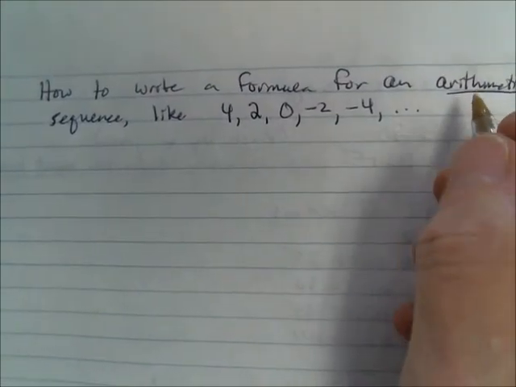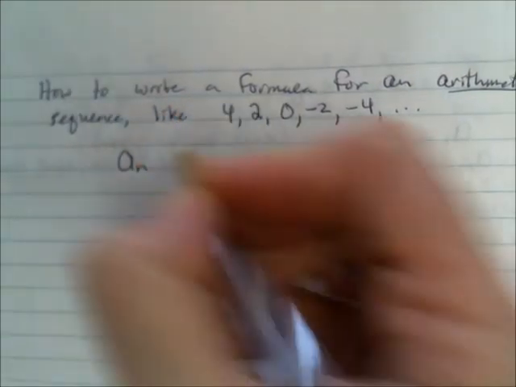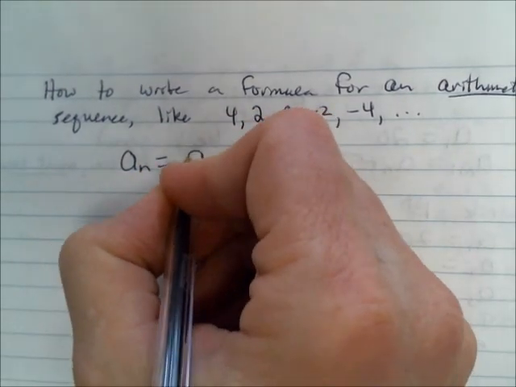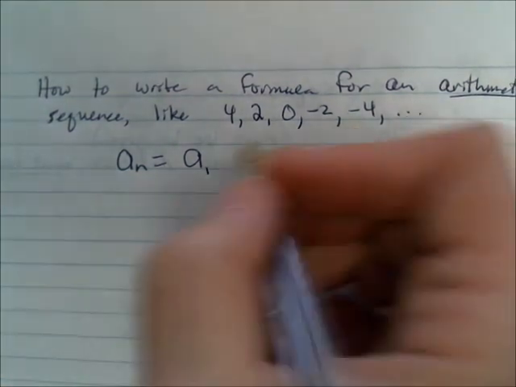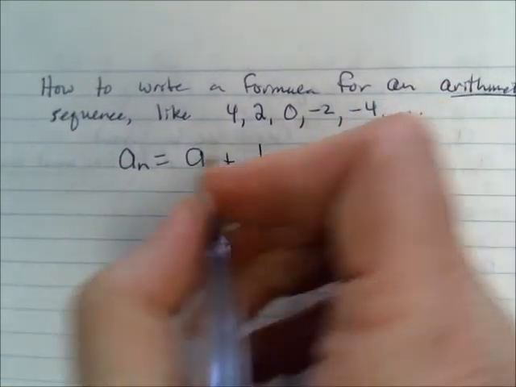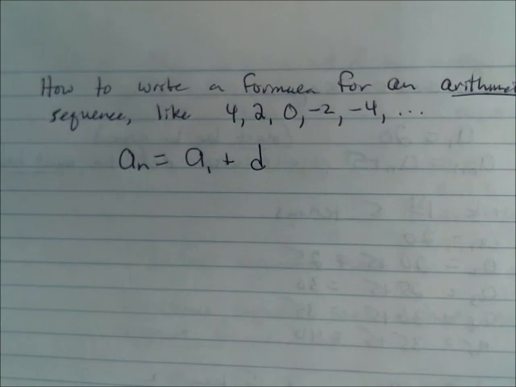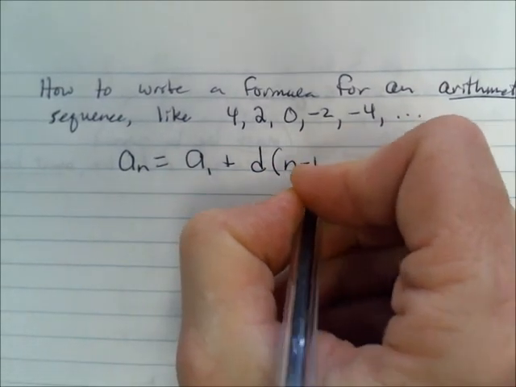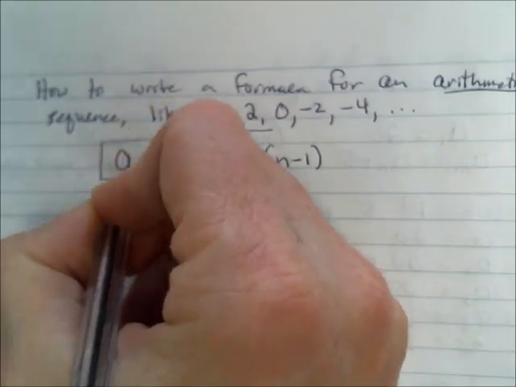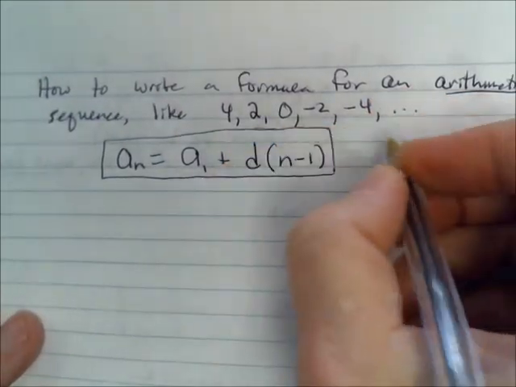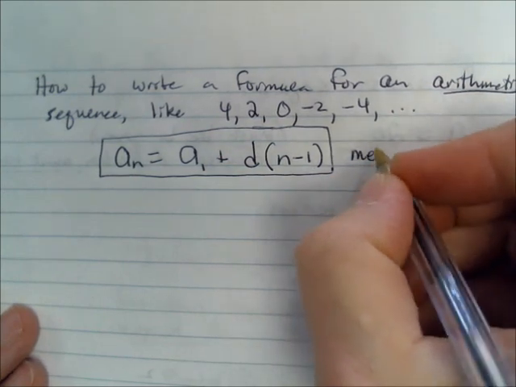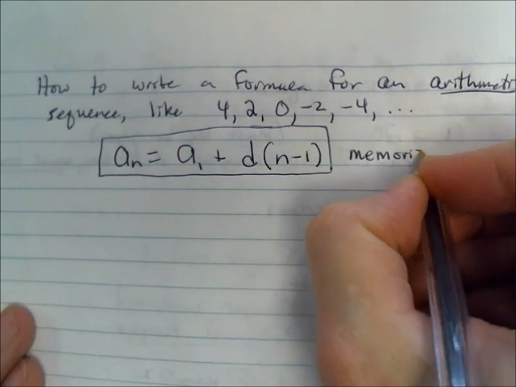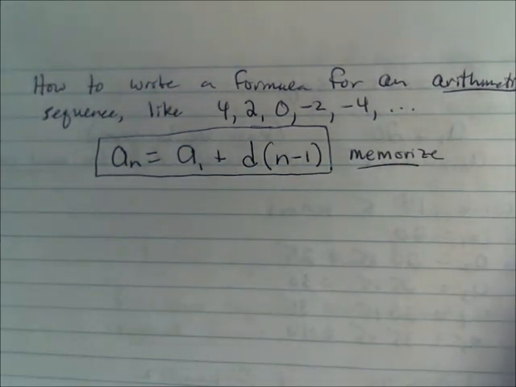Okay, so an arithmetic sequence. The nth term of an arithmetic sequence is always equal to the first term plus whatever the difference is between those two terms times n minus 1. This is hopefully a formula that you learned last year and you have to memorize. You had to memorize it last year. I'm going to continue to ask you to memorize it this year. So you're going to memorize this.